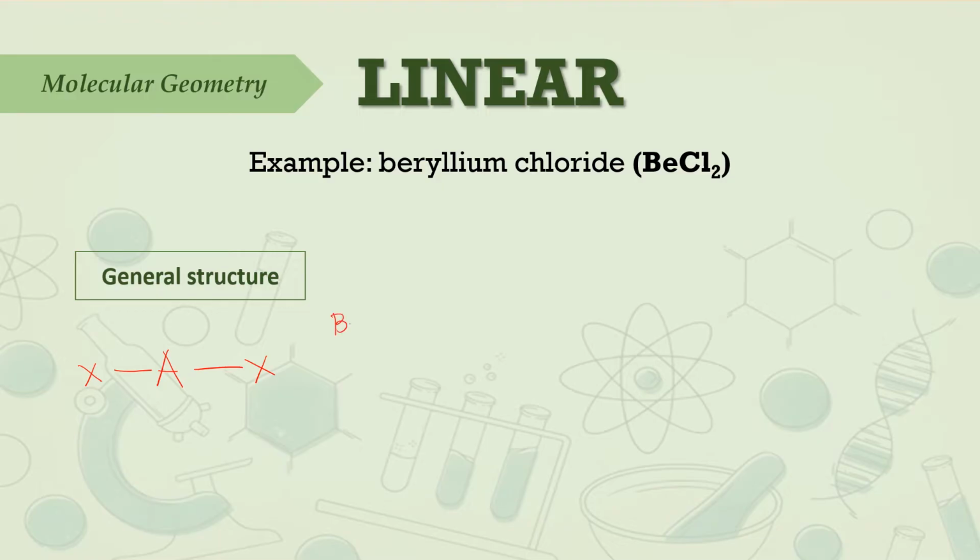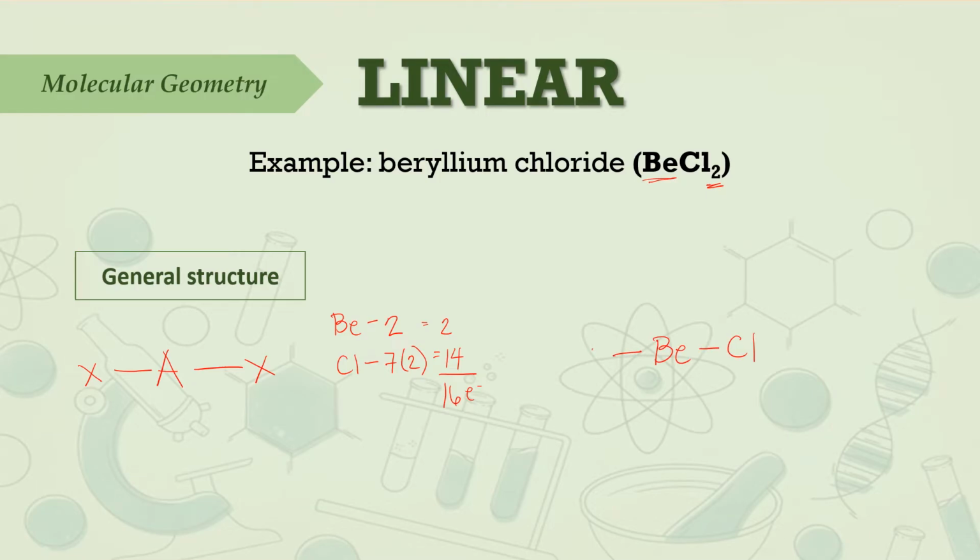For Be, it belongs to group 2. So it has 2 valence electrons, and Cl belongs to group 7, times 2 because it has 2 atoms of chlorine. So this will be 2, this will be 14. The total valence electrons is 16. So 16 must be shown on our structure. So if we are going to draw it, since beryllium is only 1, then therefore that is the central atom.